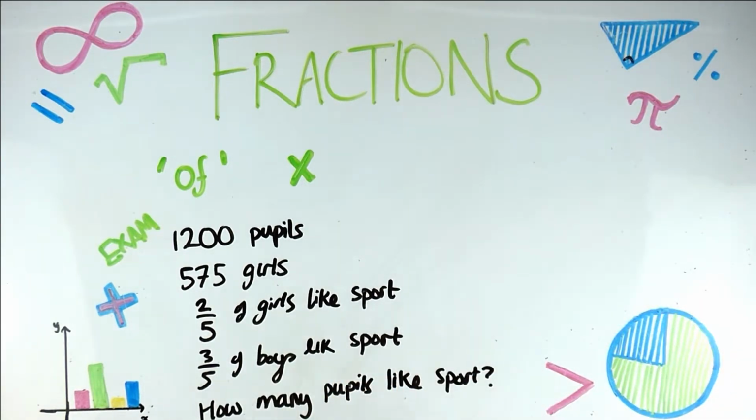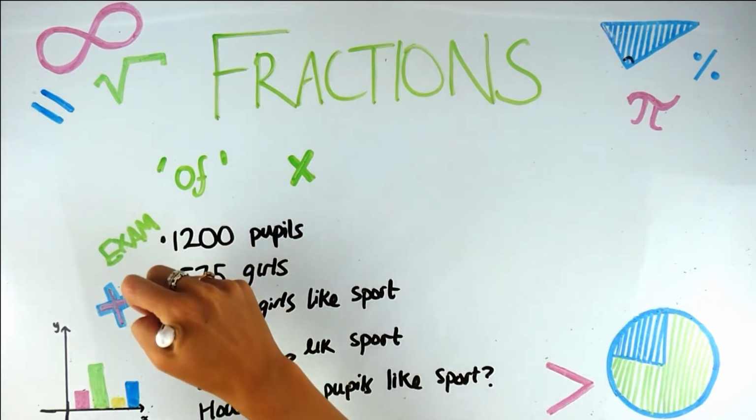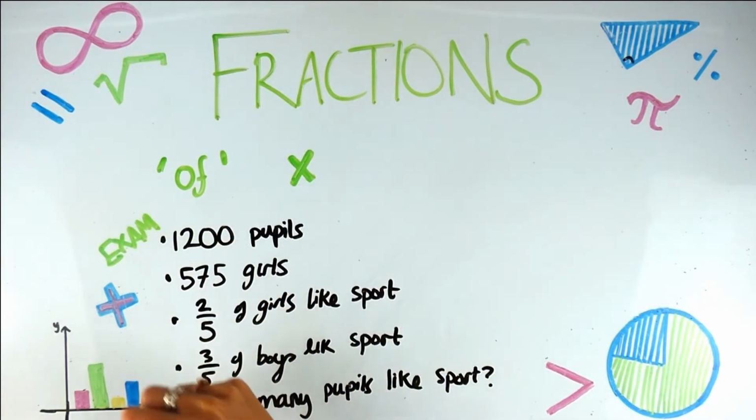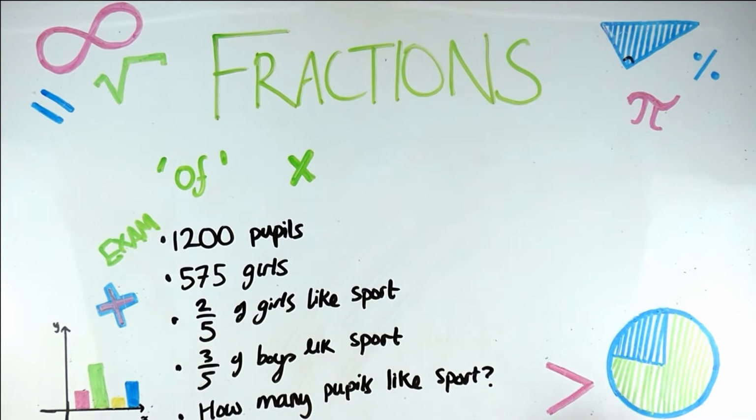Okay, so when reading a wordy question, I would advise you literally write out the key bits of information it does tell you, just bullet point them. Okay, so it's asking us how many pupils like sport. So what fraction of 1,200 pupils actually like sport? So we've been told there's this many girls and this many like sport. So when I'm reading this, I see 2/5 of girls like sport.